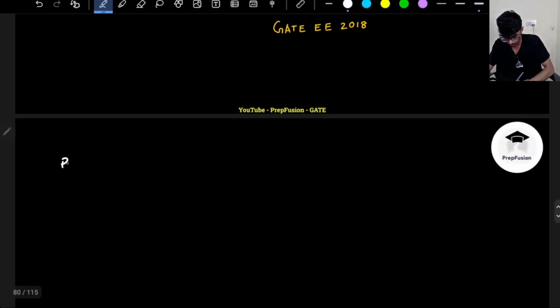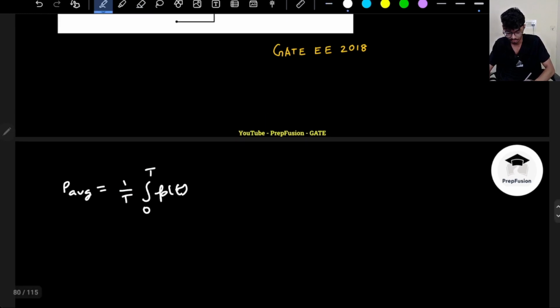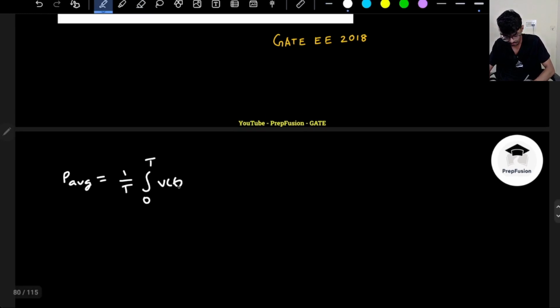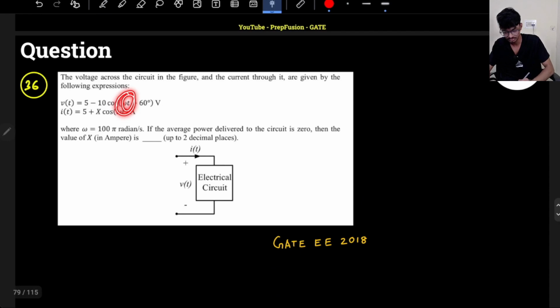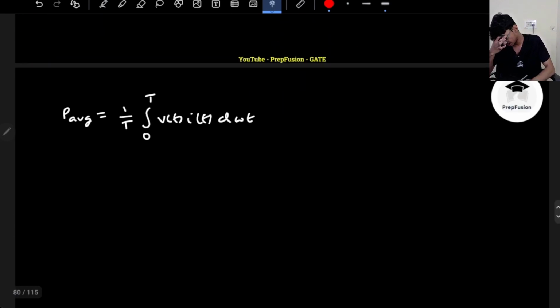Fundamental formula for average power was what? P average is 1 by T, integration of 0 to T of the instantaneous power. Or I can write V of t into I of t d omega t. Why omega t? Because here I am representing my sine in terms of omega t. That is the only reason. And this also will be in radians only. And they have mentioned this to be equal to 0.